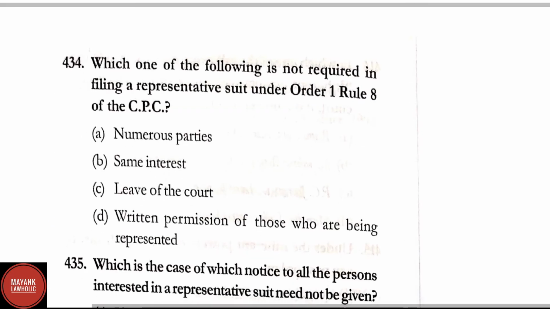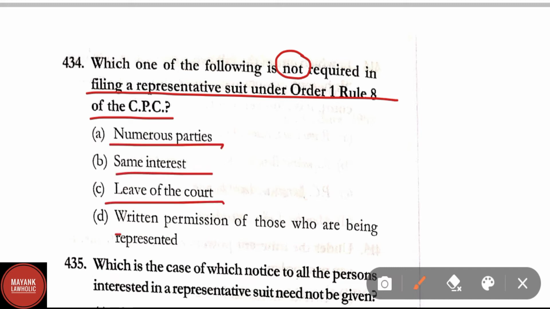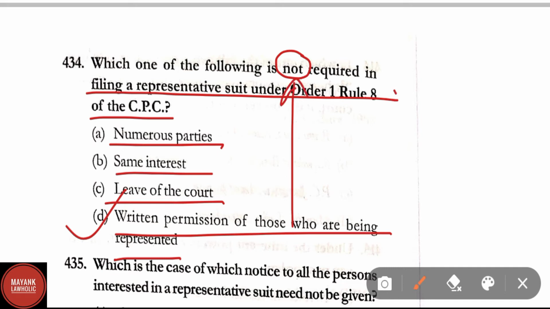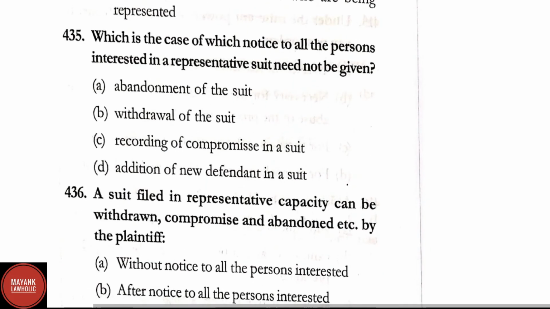Question number 434. Which one of the following is not required in filing a representative suit under Order 1, Rule 8 of the CPC? Options are numerous parties, same interest, leave of the court, written permission of those who are being represented. Here correct answer is option D. Written permission of those who are being represented is not required in filing a representative suit under Order 1, Rule 8 of CPC.